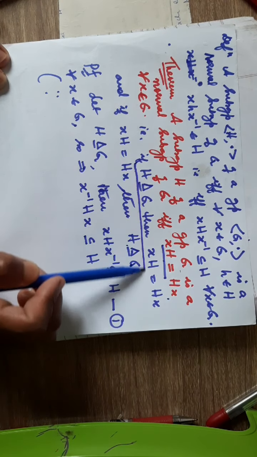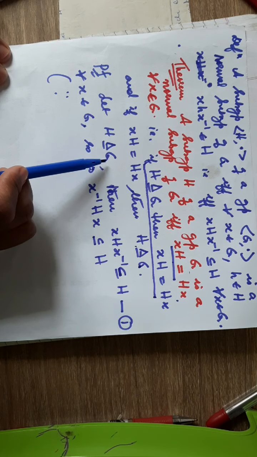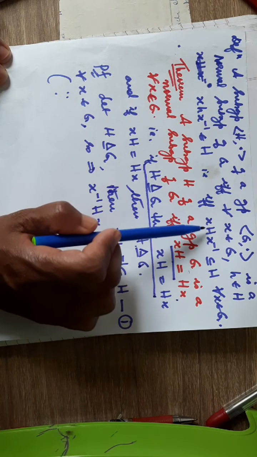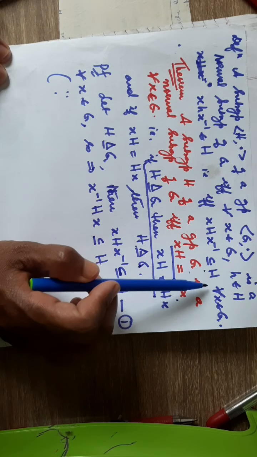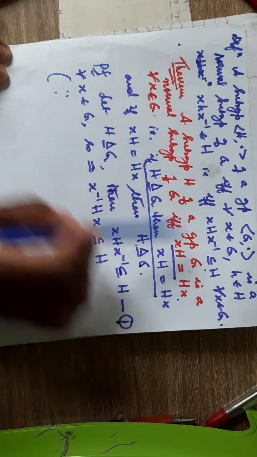So let us prove the first part, that is this one. Let us assume that H is a normal subgroup of G. Then by definition of normal subgroup, xHx inverse must be contained in H. So let us name this as equation 1. This holds for every x in G.